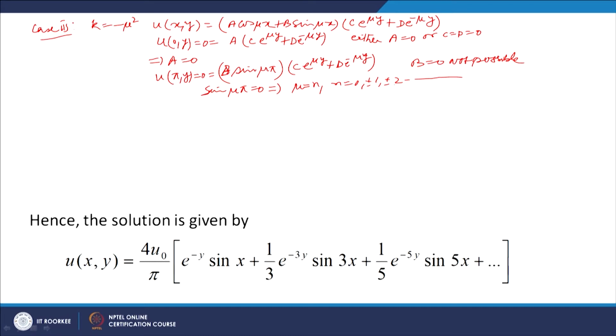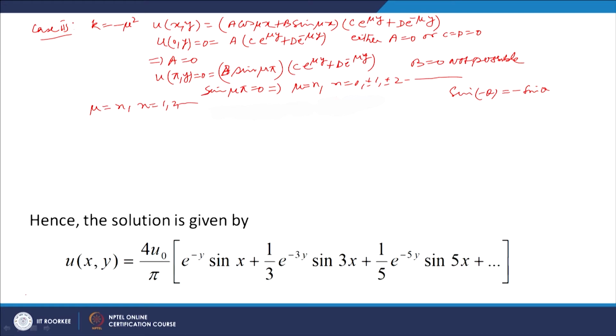When n is taking negative values, then what will happen? We know that sin minus theta is equal to minus sin theta. So, taking negative values of n will only add a negative sign to the expression, and the negative sign will be absorbed in the constant appearing here, and therefore, we can only take the positive values of n. So, we will take mu equal to n, where n is equal to 1, 2, 3 and so on.